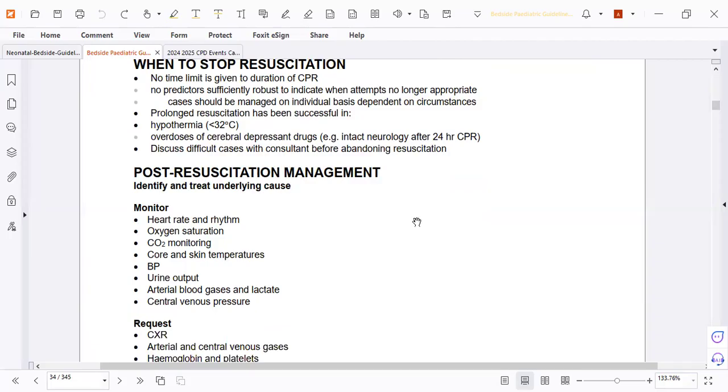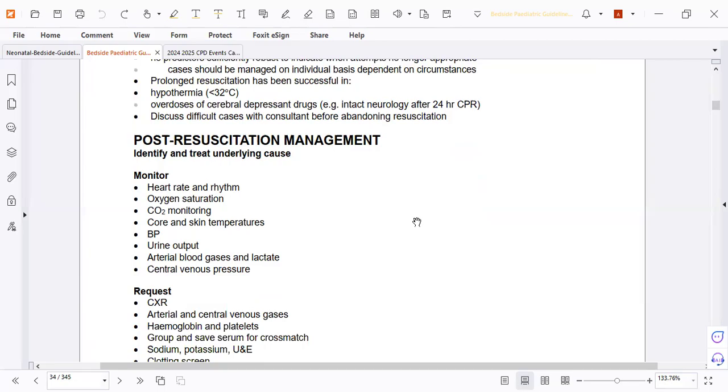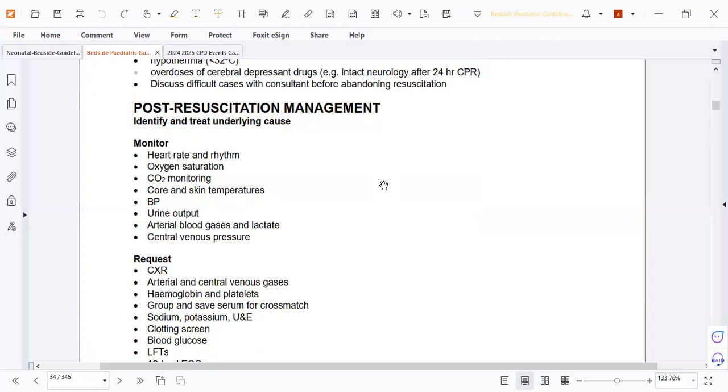Post resuscitation management: identify and treat the underlying cause. You have to know the cause of this arrest, by monitoring heart rate and rhythm, oxygen saturation, CO2 monitoring, core and skin temperature, blood pressure, urine output, arterial blood gas and lactate, central venous pressure.